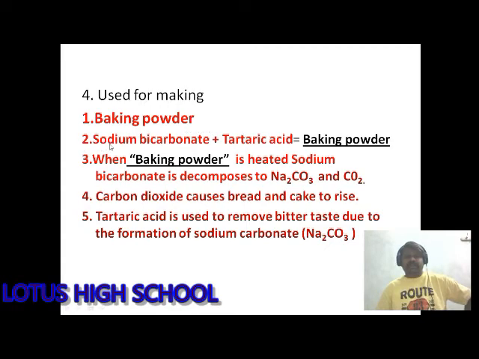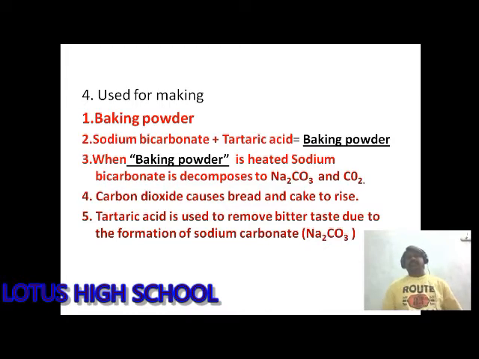Baking powder is nothing but sodium bicarbonate plus tartaric acid. Tartaric acid. One more question: what is meant by baking powder? Baking powder is a mixture of sodium bicarbonate and tartaric acid. This tartaric acid is used when a scorpion bites; at that time they use this acid. Sodium bicarbonate plus tartaric acid is called baking powder. This baking powder is useful for making cake.